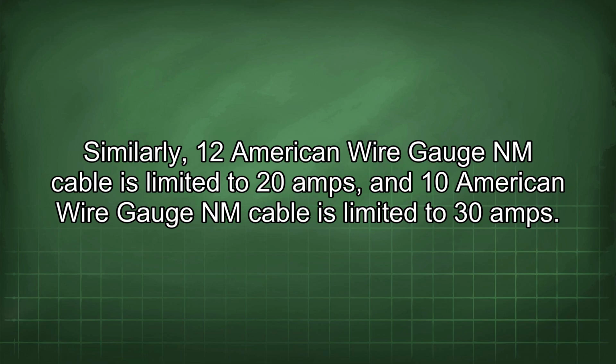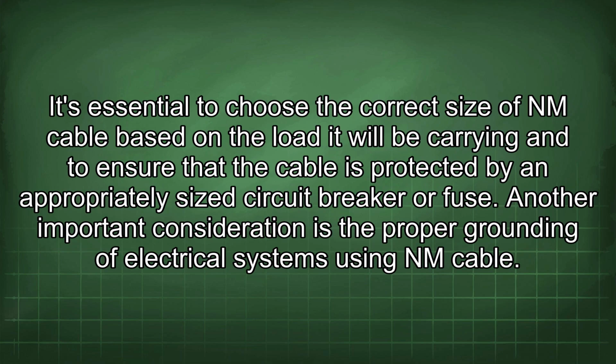Similarly, 12 American wire gauge NM cable is limited to 20 amps, and 10 American wire gauge NM cable is limited to 30 amps. It's essential to choose the correct size of NM cable based on the load it will be carrying and to ensure that the cable is protected by an appropriately sized circuit breaker or fuse.